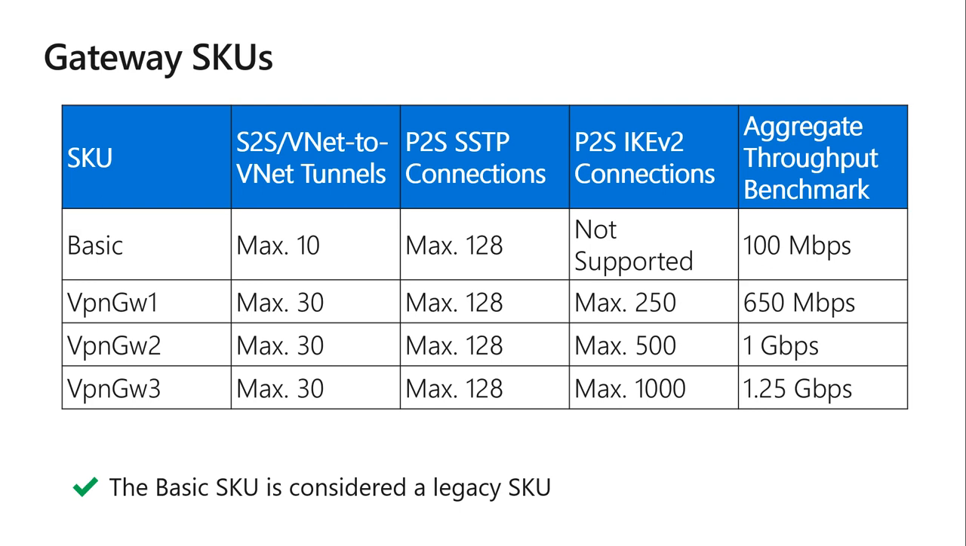The basic SKU has certain feature limitations. You cannot resize a gateway that uses the basic SKU to one of the new gateway SKUs. You must instead change to a new SKU, which involves deleting and recreating your VPN gateway. So remember, just do not use the basic one, right? It's a legacy one. Choose any other one, VPN gateway 1, 2, or 3, if possible.